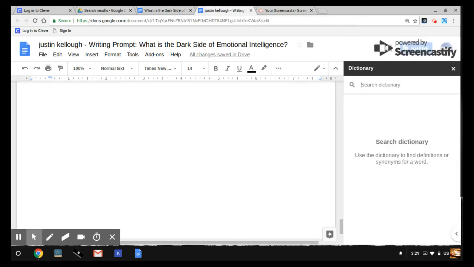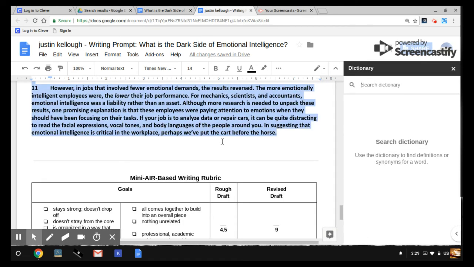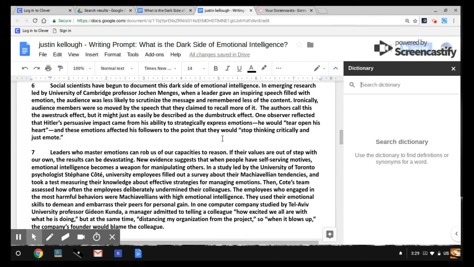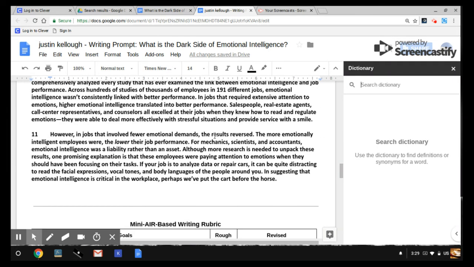Good luck. You need to start somewhere. So if there's nothing else that you can do, you need to find your quotes about the dark side of emotional intelligence from your article. Remember, last time, 5, 6, 7, 8, 9, 10, and 11. Each one of those has a quote. Find the negative. What's the negative? Put it in, explain it. Good luck.